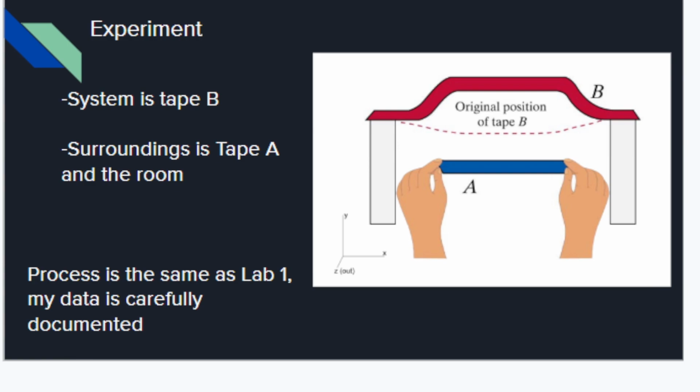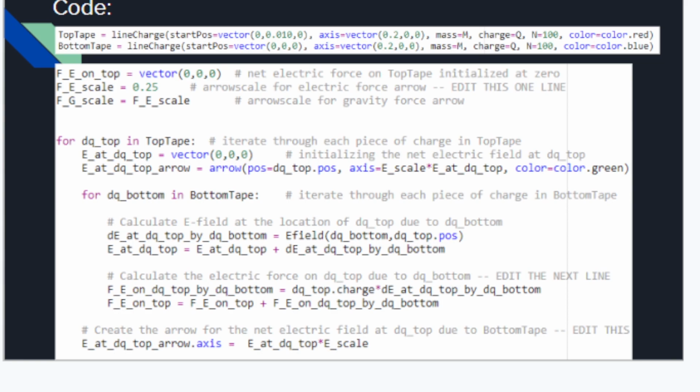My data is carefully documented, so I don't need to go into the steps of how I got the experiment set up. Here's my code in the top segment. You can see that I initialized the top tape and the bottom tape as line charges using a function given to us by the instructor. If you look carefully, you'll see that I gave these tapes the same mass and the same charge as the initial conditions from Lab 1.